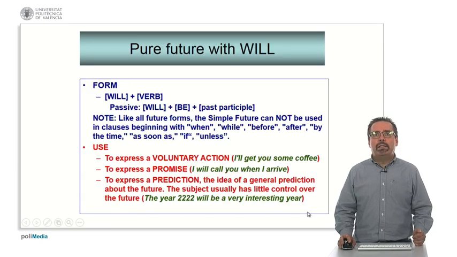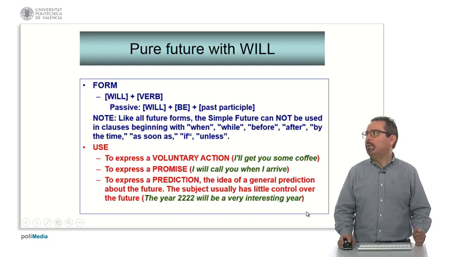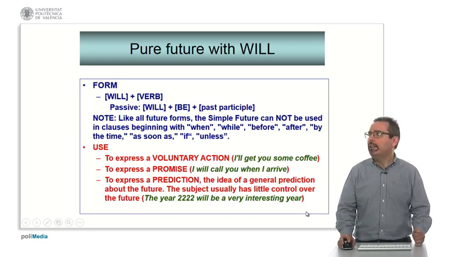We will move on now to the last verb tense we will see in this learning object, the future with will. We normally use the particle will with the verb. And like all future forms, the simple future cannot be used in clauses beginning with some particles. And here we have a summary of these particles: when, while, before, after, by the time, as soon as, if, unless.